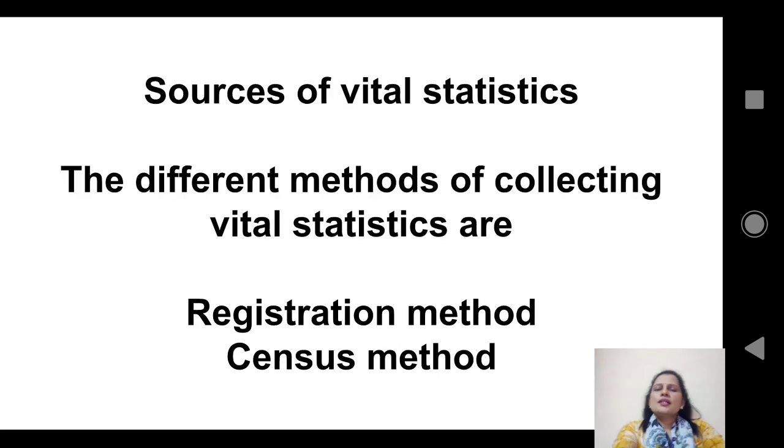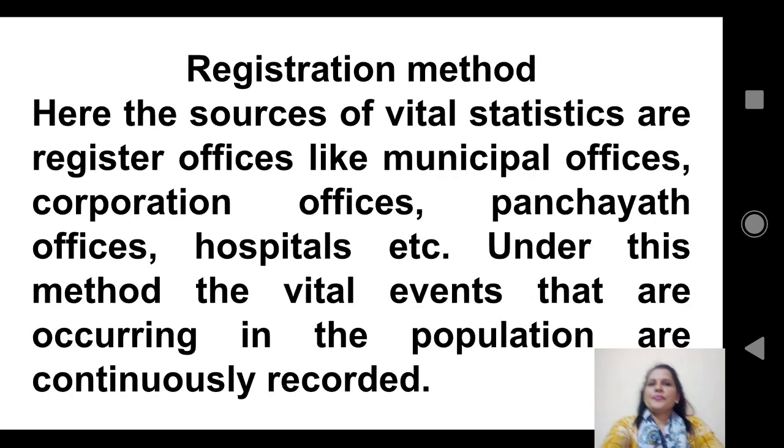Now, the next thing we have to learn is about sources of vital statistics. That is, what are the different methods of collecting vital statistics? There are two important methods of collecting vital statistics. They are registration method and census method.